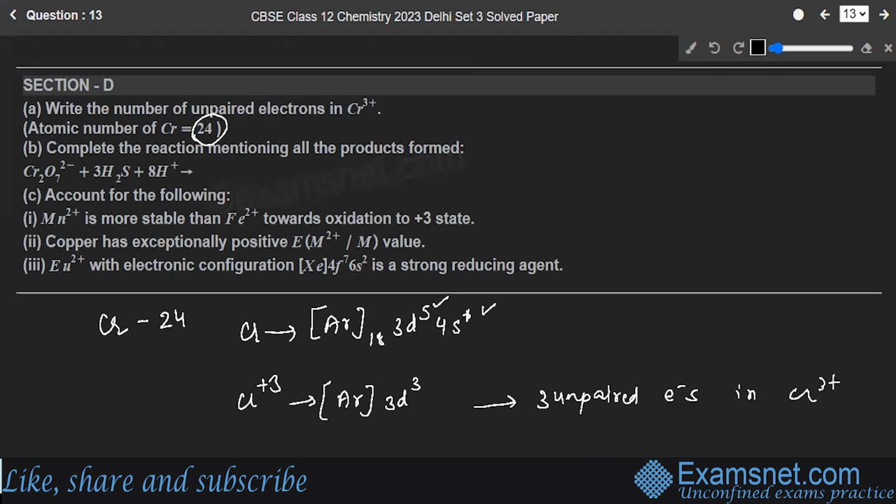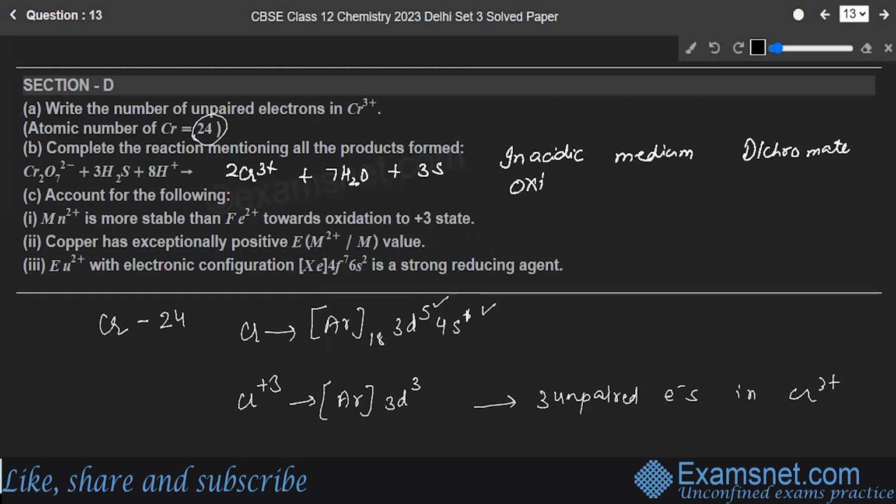Second one: complete the reaction mentioning all the products formed. Okay, so let's complete the reaction. This is Cr2O7 2- plus 3H2S plus 8 hydrogen ions. This gives you 2 Cr3+ plus 7 water molecules plus 3S. In the acidic medium, dichromate oxidizes hydrogen sulfide to sulfur. Hope you're clear.